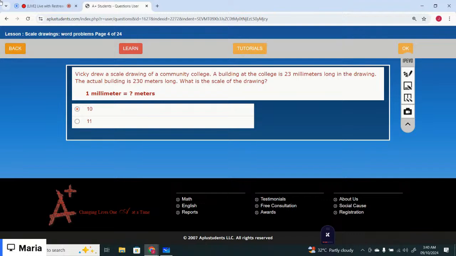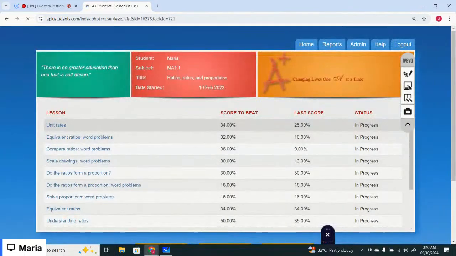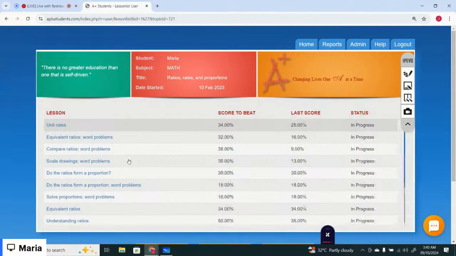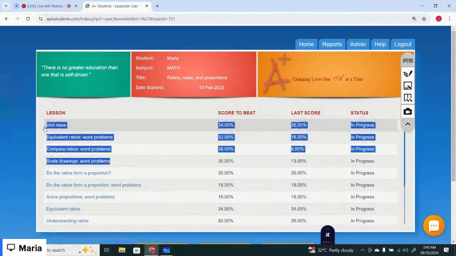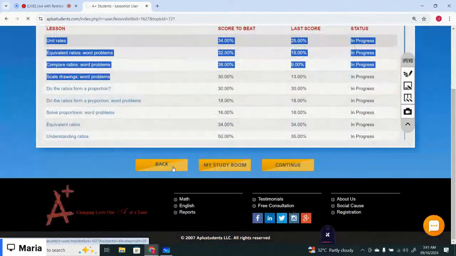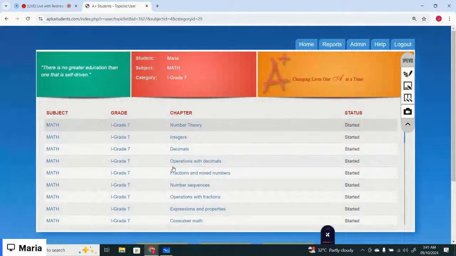So we were working on grade 7 math. The lesson we're working on is ratios, rates, and proportions. The lessons we have covered today are unit rates, equivalent ratios word problems, compare ratios word problems, and scale drawing word problems. So please make sure before the next session you complete all the practice questions for the lessons we just did. That is your homework until the next session.